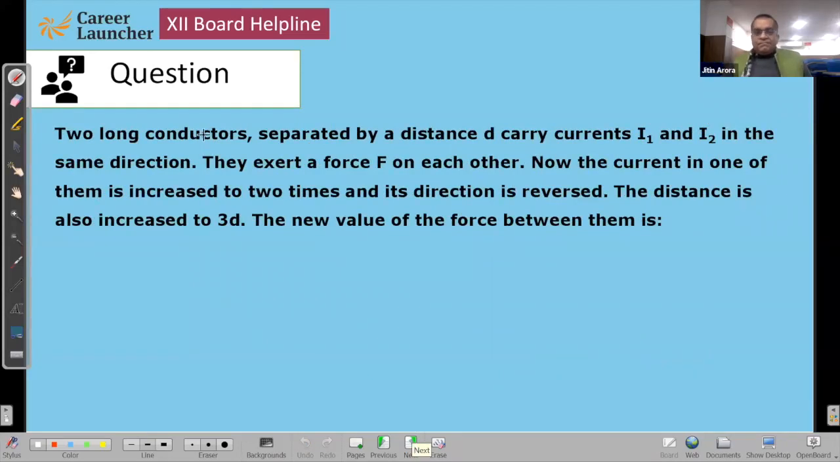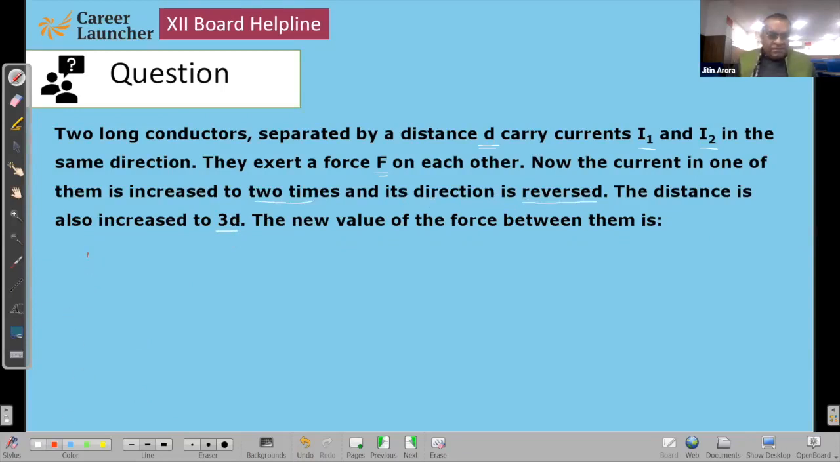अगले क्वेश्चन पे आते हैं। This question says two long conductors separated by a distance small d carry currents I1 and I2 in the same direction. They exert a force F on each other. Now the current in one of them is increased to 2 times and the direction is reversed. The distance is also increased to 3d. The new value of force is.